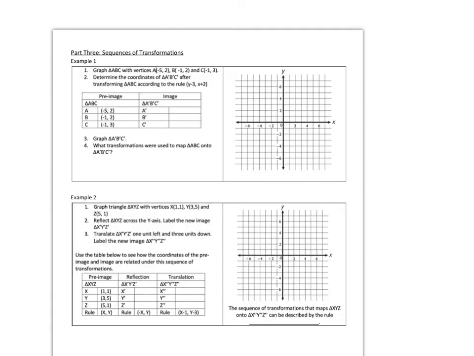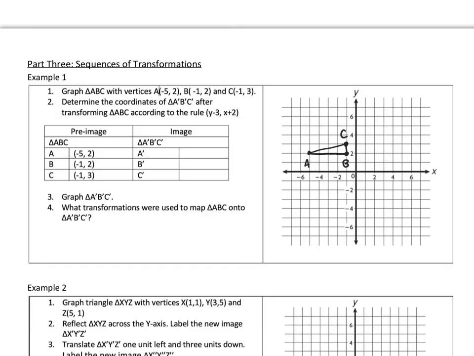So now we want to talk about sequences of transformations. What happens when you apply more than one transformation to the same pre-image? So in this case, we're given a pre-image, triangle ABC, and we're given a rule, (x, y) goes to (y - 3, x + 2). So we want to use this algebraic rule to find the new coordinates of our image.